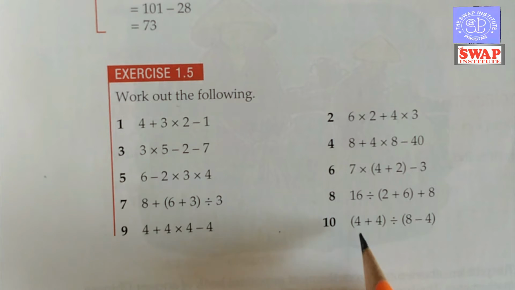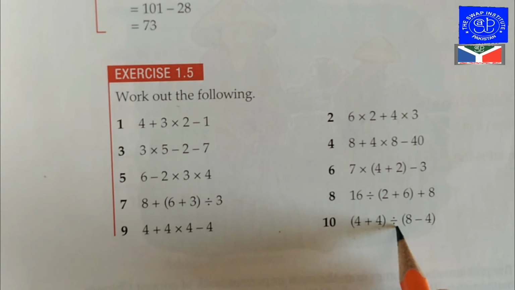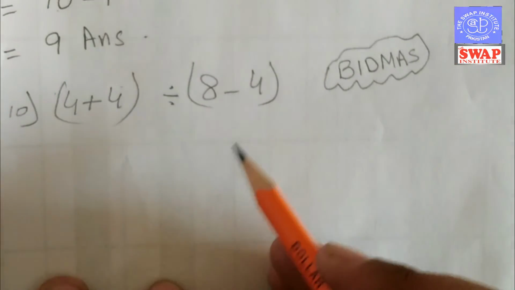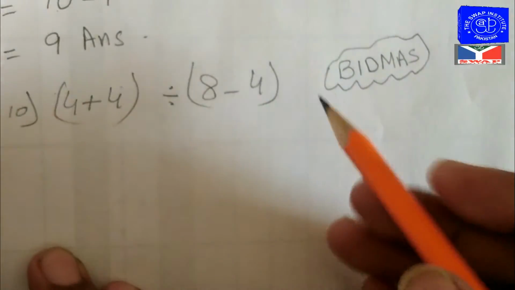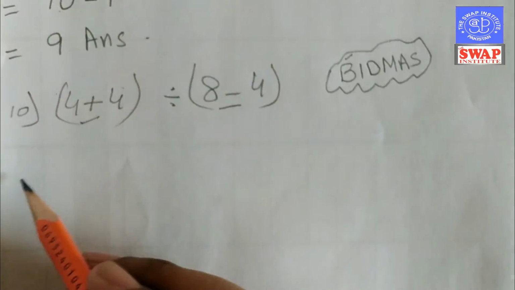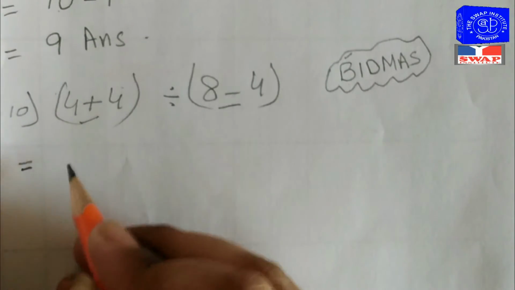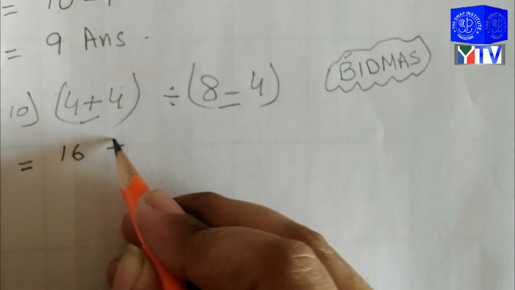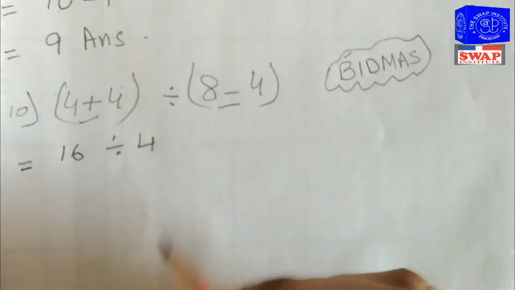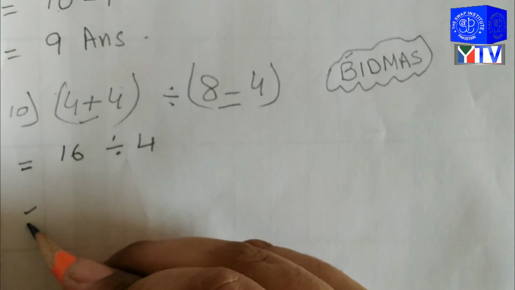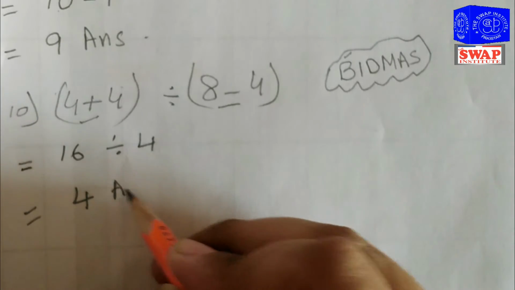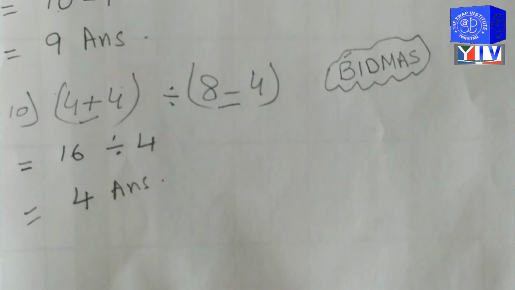Now see question number 10. 4 plus 4 is in brackets, then divided by 8 minus 4. Let's see how to do this. For solving this, we will again follow the same rules. The rules say we have to do the brackets first. So we have these two brackets. We will solve this. 4 plus 4 is equal to 16. Then divided by 8 minus 4 is 4. So after this, now I have only one operation left, that is division. So I will divide 16 by 4. So 4 times is 16. It will be my answer. You see, it's really very easy.